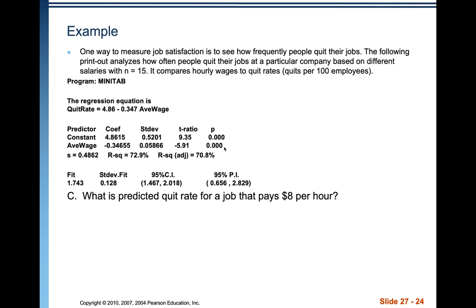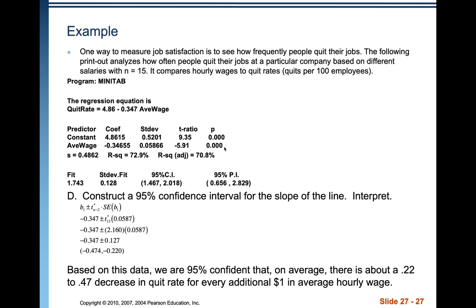What is the predicted quit rate for a job that pays $8 per hour? All right, so X is the average wage, Y is the quit rate, so Y hat is going to be 4.86 minus 0.347 times 8, and we get Y hat equals 2.084.